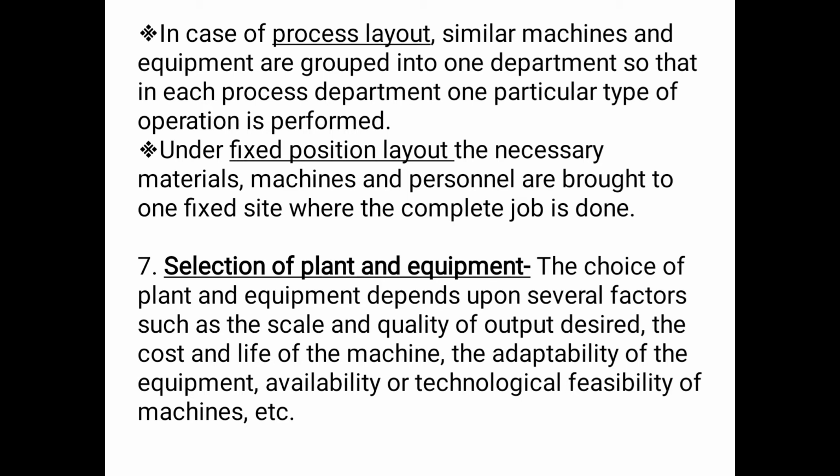That means what is the quality of product you want to produce, what will be the quantity, how much you want to produce, then what is the life and cost of the machinery, etc. Whether you can afford the expensive machinery or not, then whether you can adopt the new technology or not, etc. So these are the factors on which the selection of plant and equipment is done.